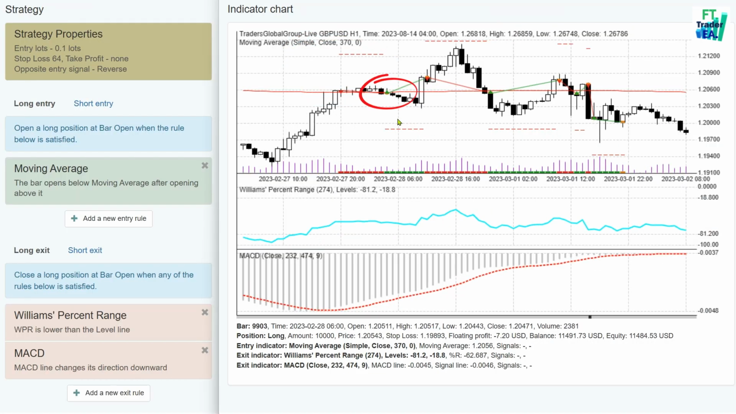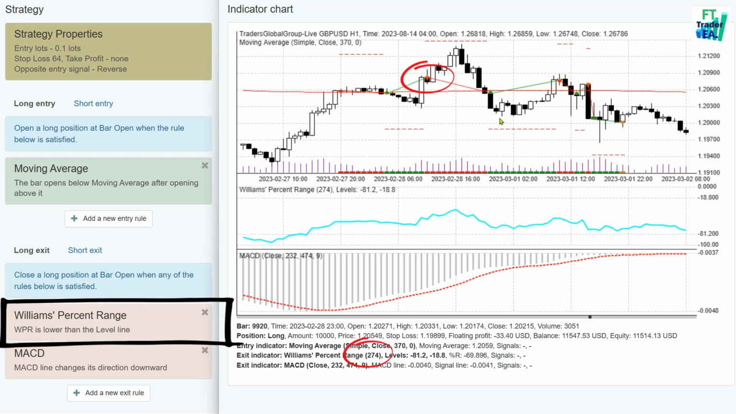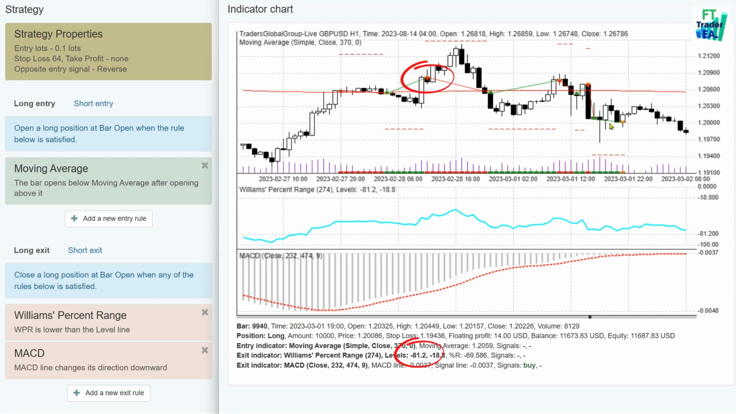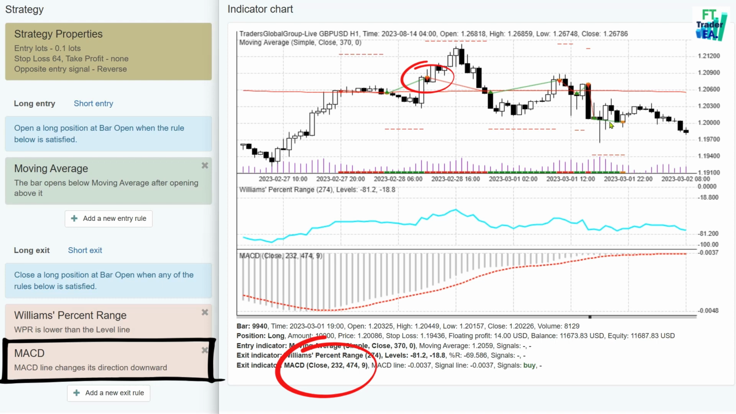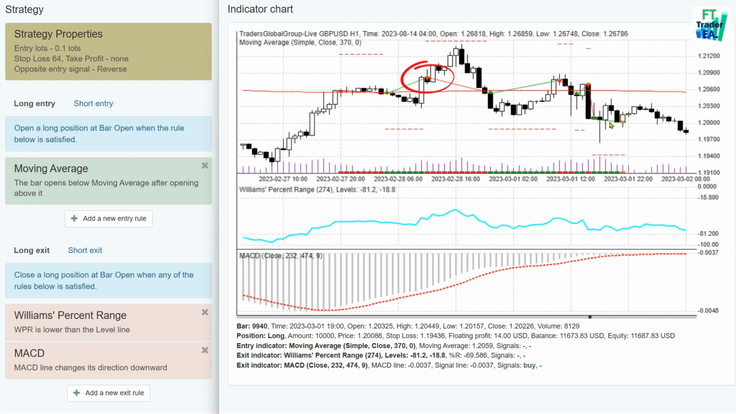To initiate a buy trade, we wait for the bar to open below the simple moving average with a period of 370, subsequent to its initial opening above. The buy position concludes when the Williams percent range with a period of 274 falls below the level of -81.2, accompanied by a downward shift in the MACD line. Additionally, triggers for closure encompass trailing stop loss, standard stop loss, or a sell condition.